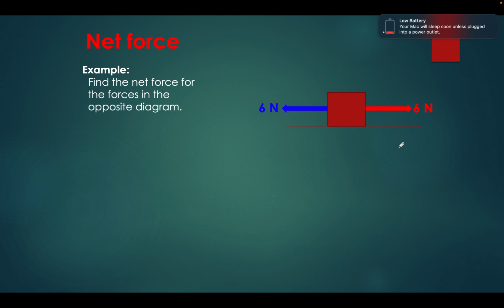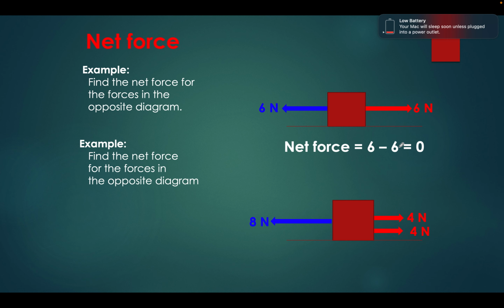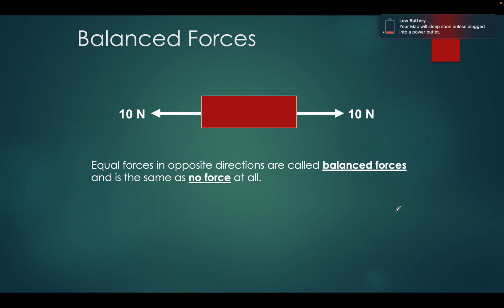If you have 6 and 6, well, nothing happens. It's balanced. 6 minus 6 is 0. There is no net force. In this case, 4 plus 4 is 8. 8 minus 8, again, nothing will happen. It will become 0. This leads us on to balanced forces.